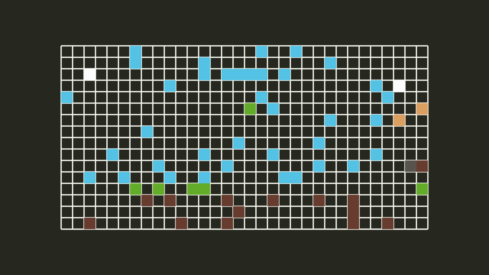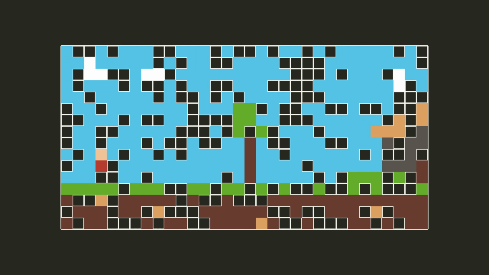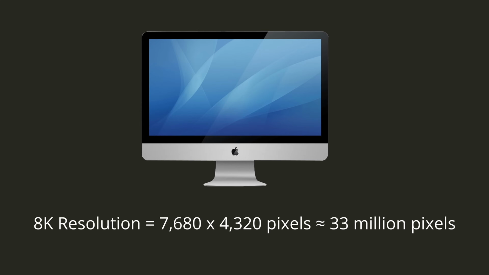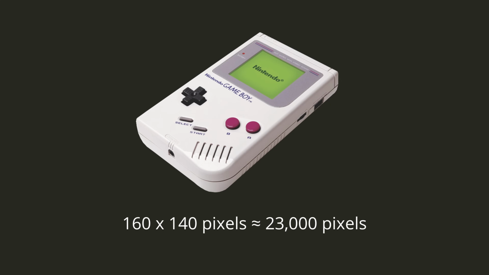Computers display graphics to us by using pixels on a screen. In the 80s and 90s, we had very limited resolutions because computing power was not sufficient enough to support a lot of pixels on the screen. Now, we have resolutions that can contain upwards of 33 million pixels on a screen. Compared to a Nintendo Game Boy, which only has around 23,000 pixels on the screen, this is insane.